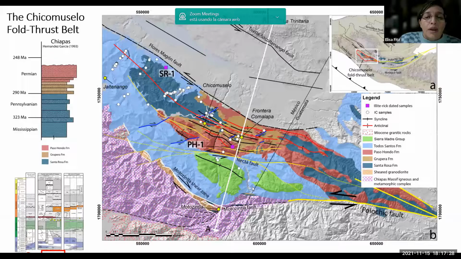But I'm going to talk about what we observed in this little rectangle in southern Mexico, where you can see the exposure of these greenish, orange, and pink colored rocks, which correspond to the Mississippian fine-grained turbidites of the Santa Rosa Formation, siltstone and sandstone interbedded with limestone of the Grupera Formation. And then we have these limestone layers that were deposited in an isoclinal ramp of the Paso Hondo Formation, which are the units that constitute this belt.